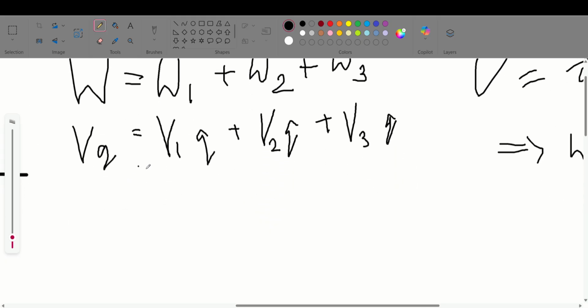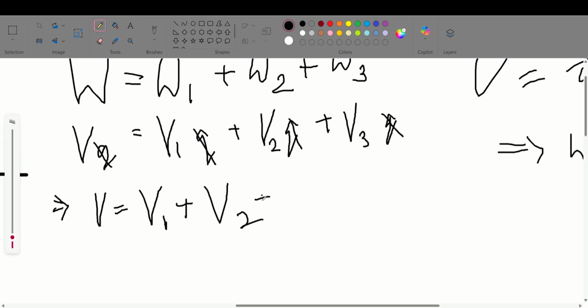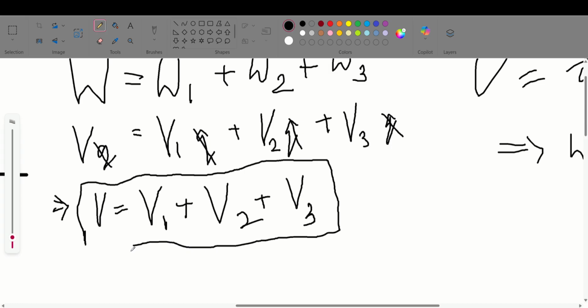Now the Q's are common on both sides, so we cancel them out. And now what that means is that the total potential difference between 2 points is the sum of all elementary potential differences, regardless of what the path taken is. So V is going to be equal to V1 plus V2 plus V3. So now let's keep this in mind.